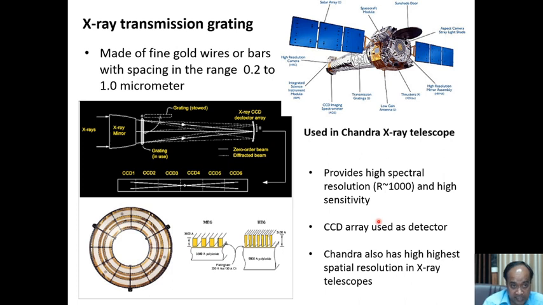CCDs can be used as a detector, in fact, to get a very high spatial resolution. And in fact, the Chandra telescope has the highest spatial resolution of any X-ray telescope which has been flown in the past decade or so.